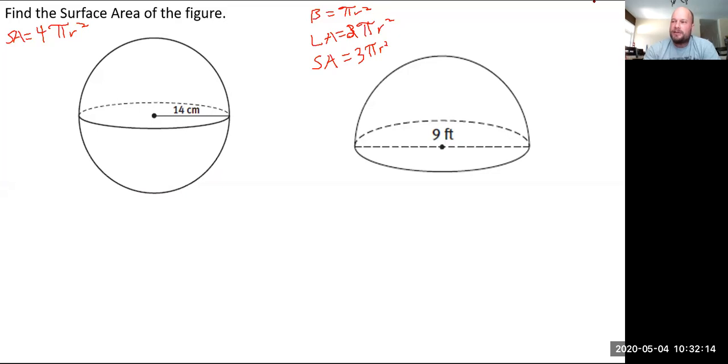Again, the hemisphere's lateral area will be half of the surface area of a sphere, but the surface area of a hemisphere, you have to add back on that base. So it's actually giving you that extra circle. So now it's 3 pi r squared.